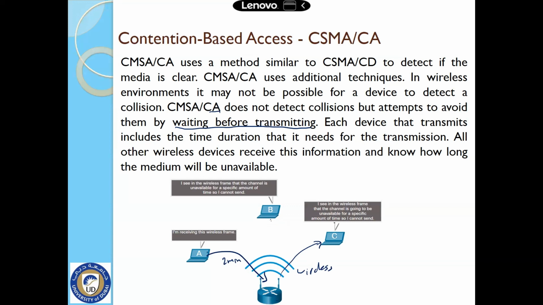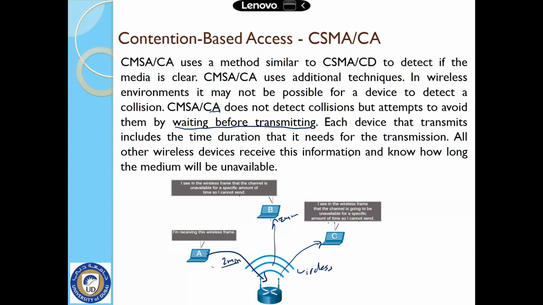All other wireless devices receive this information. So the timing information here will be received, that there are 2 minutes of waiting time, and they know how long the medium will be unavailable. So for example, I see in the wireless frame that the channel is going to be unavailable for a specific amount of time, so I cannot send. I'm receiving this wireless frame saying to wait for 2 minutes.